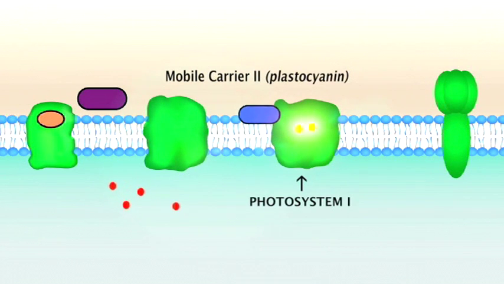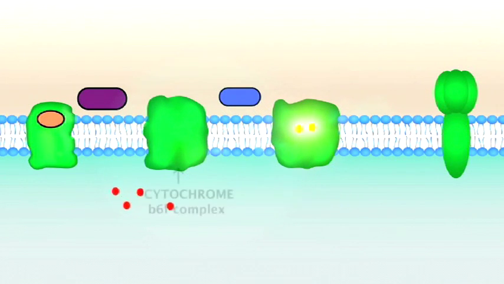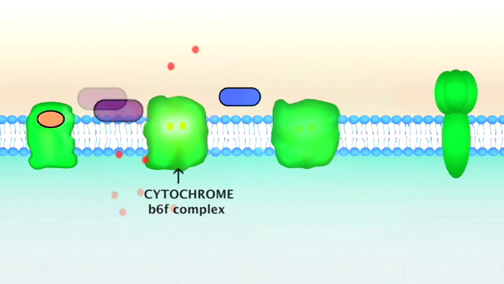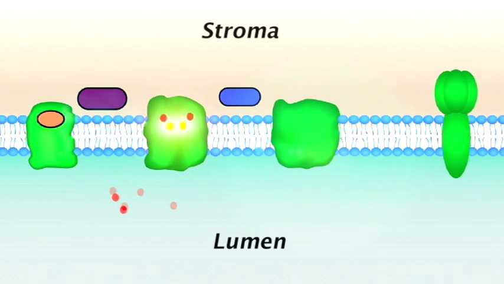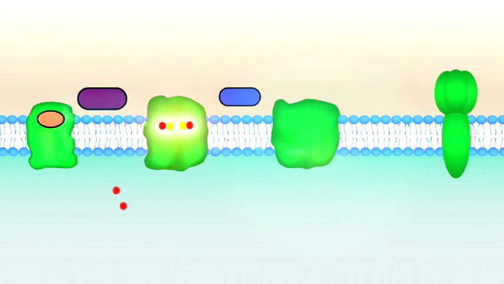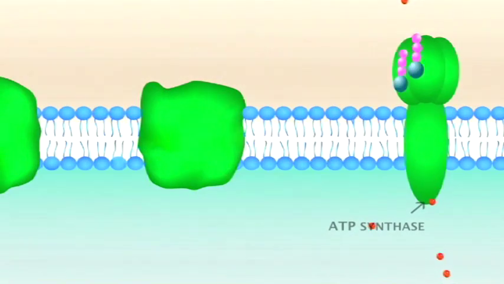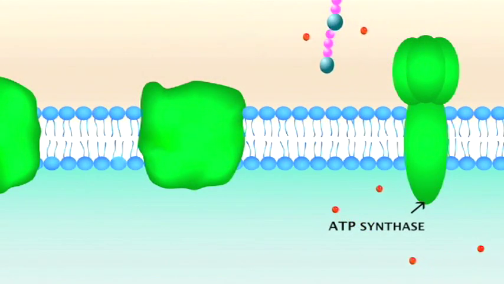I. Another important feature of the cytochrome complex is that it uses the energy of the electrons passing through it to pump hydrogen ions, that is, protons, from the stroma of the chloroplast across the thylakoid membrane into the lumen. The proton gradient that this creates produces an electrochemical force that will later be used by the ATP synthase complex to make ATP.